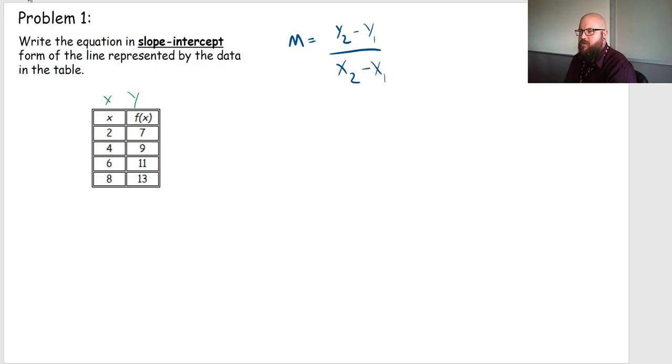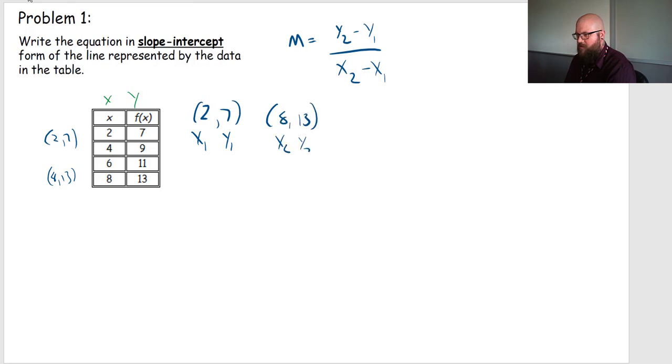Now, it doesn't matter which 2 points you pick, but the ones I'm going to use are the farthest apart. So I'm going to use 2 and 7, and I'm going to use 8 and 13. So with this, 2 and 7 are my x1, y1, and 8 and 13 are x2, y2. So for this first slope we're going to find out.